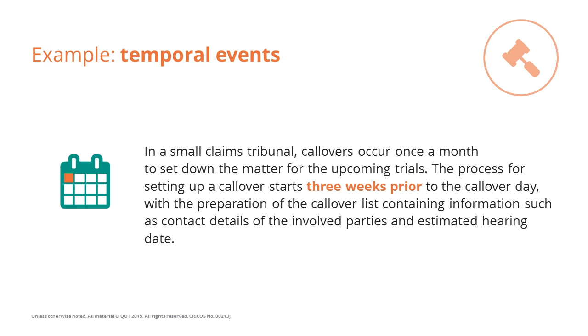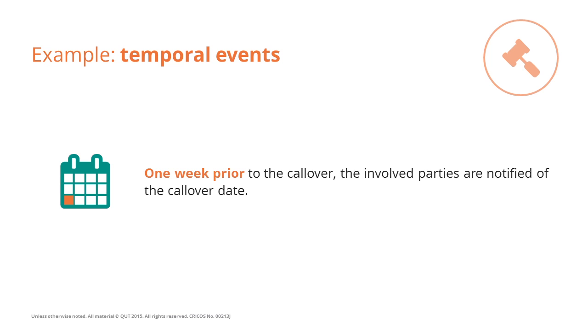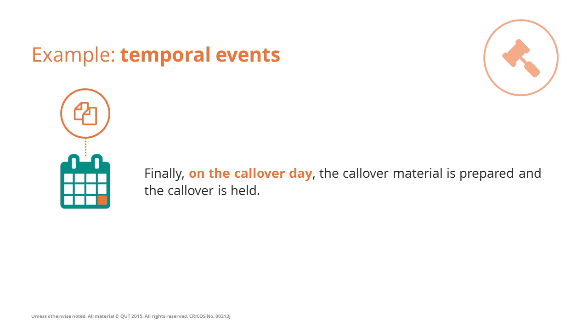So this is already a temporal event. It's a particular trigger for this process. They start with the preparation of the callover list, containing information such as contact details of the involved parties and estimated hearing date. Now, 1 week prior to the callover, the involved parties are notified of the callover date. This is yet another temporal event. Finally, on the actual callover day, the callover material is prepared and the callover is held.